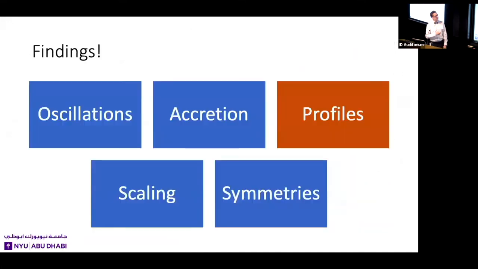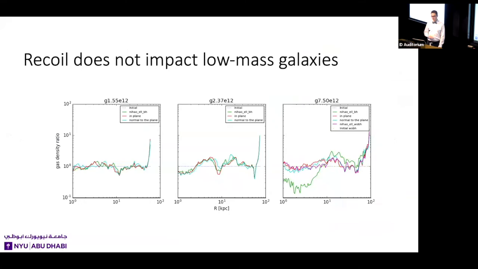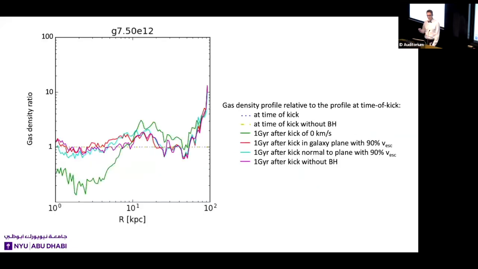Right. Let's look at profiles, which is another cool thing. If you look at the two left galaxies, which are lower-mass galaxies, you see that the lines are kind of mixed up, so boring. Those are gas density ratios compared to when the kick occurred and after 1 gigayear. But there is something interesting happening in the plot on the right. As I said, we have reference values, and we have this huge well of low-density gas if the black hole is stationary. If they are kicked, it's very similar to the case where we don't put a black hole into the simulation at all.